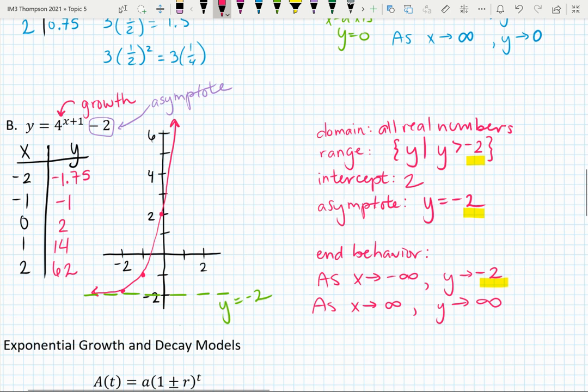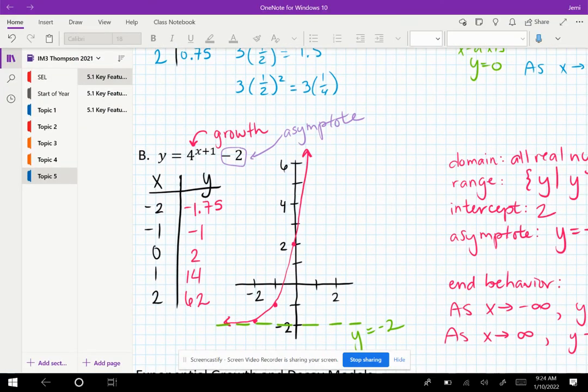All right, that felt like a slow crawl through those notes.